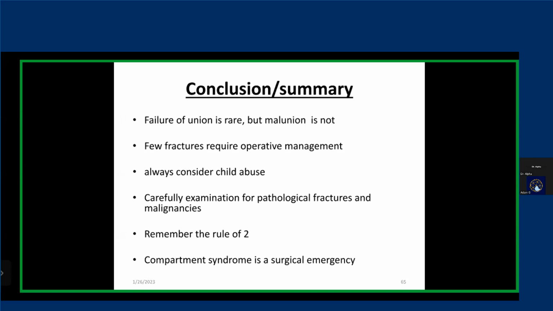In adults, it's pretty obvious most of the time. They'll tell you they fell from their bed and now they have a hip fracture, which cannot be unless they have a pathological lesion. But in children, it's not that obvious.